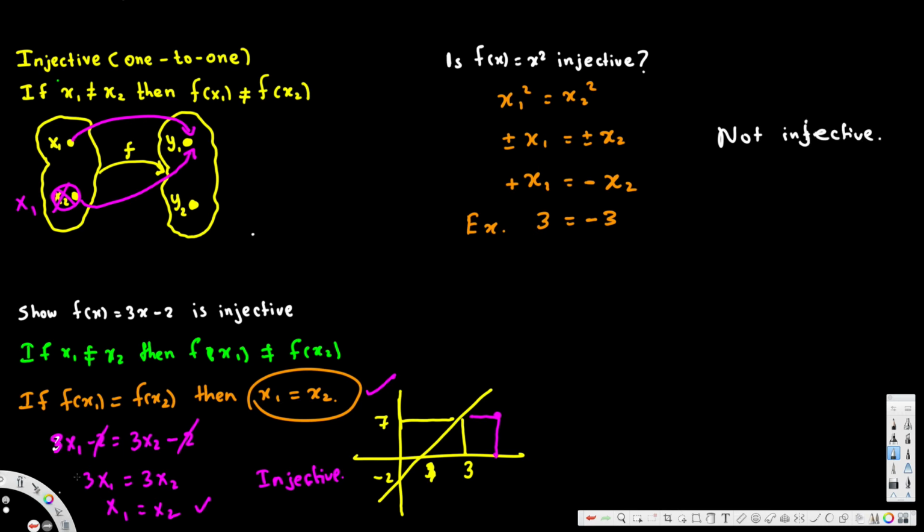Now let's look at the graph. The graph of x squared is a parabola. As we mentioned, for a one-to-one function, if we take 3, it's going to meet up with 9 here. According to the one-to-one definition, no other x value should give 9. But if you pick negative 3, that's also going to be 9. That's why this is not an injective function.